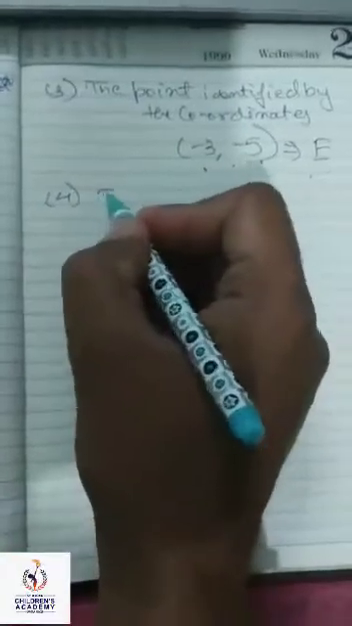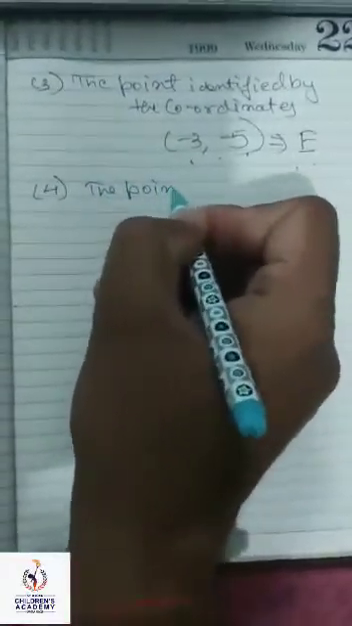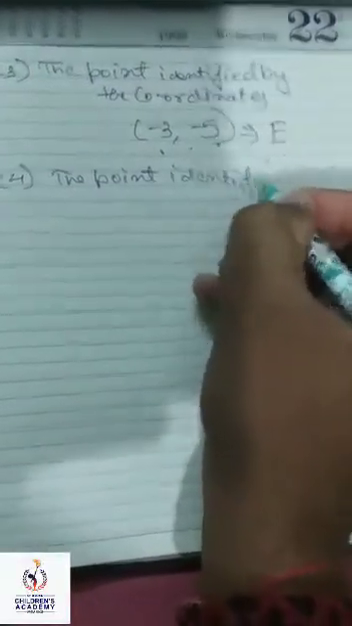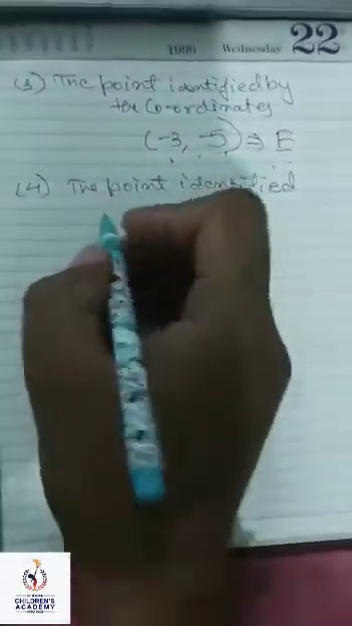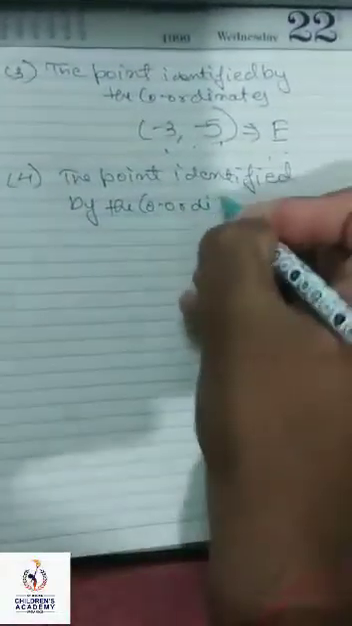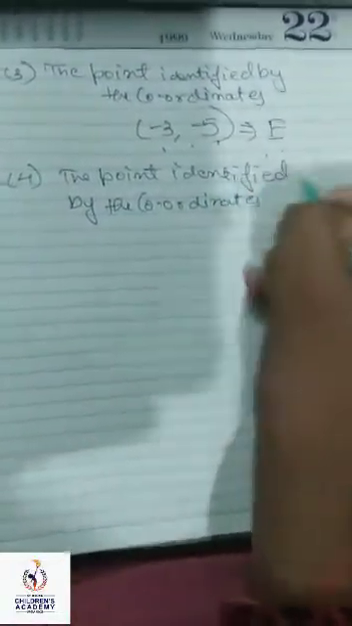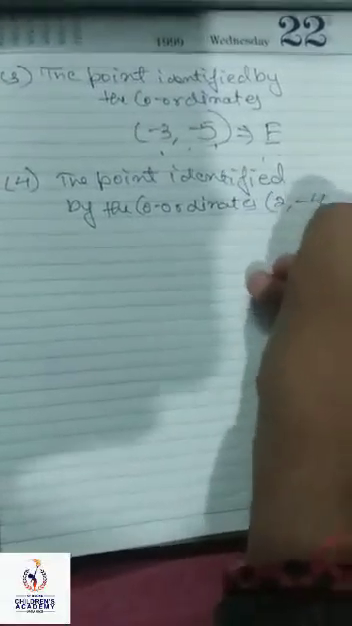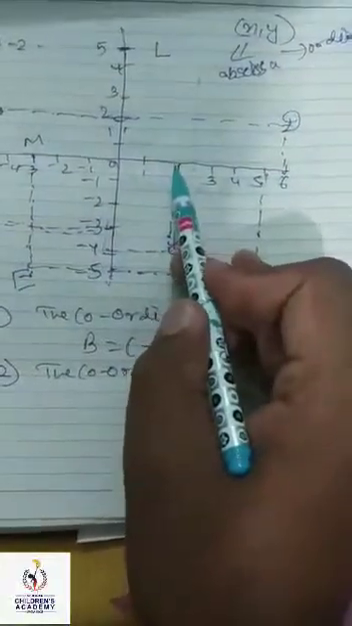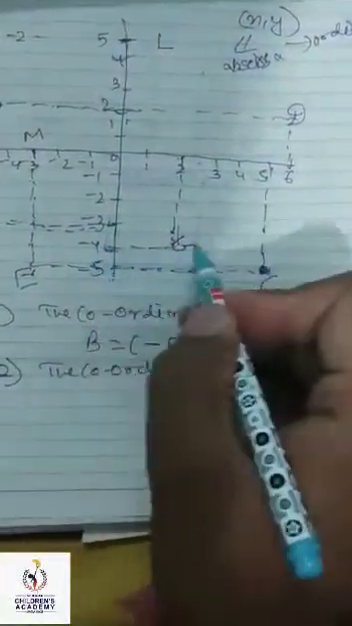In fourth part, the point identified by the coordinates 2, -4. So let's see in figure 2, -4. X on 2, y on -4. So it is G. So this coordinate is of G. So answer will be G.